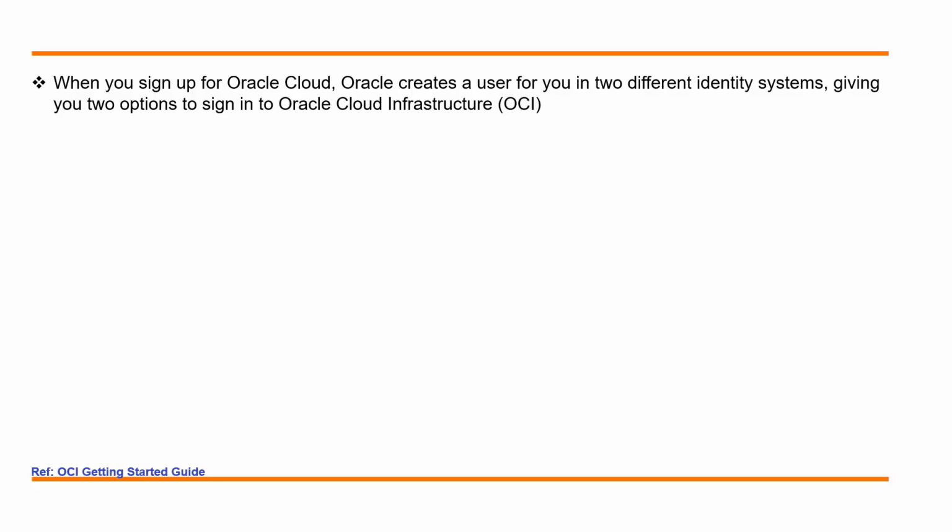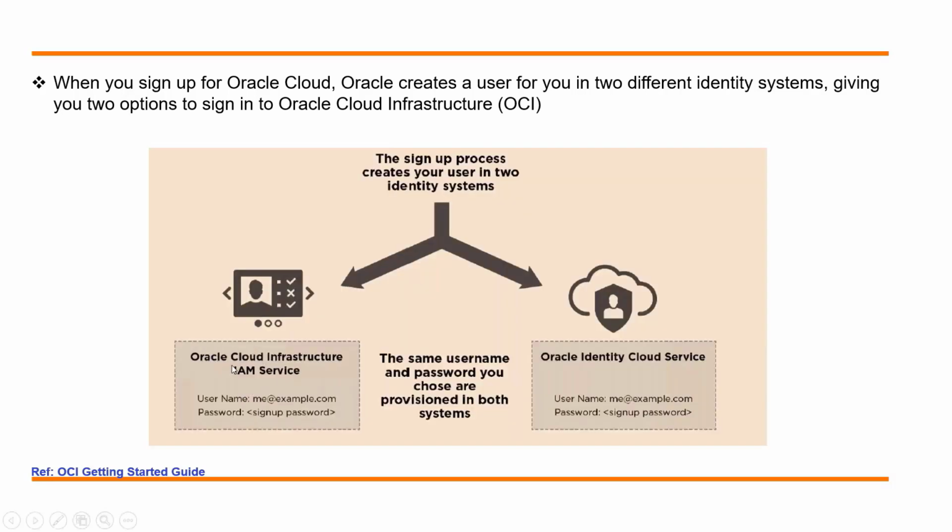When you sign up for Oracle Cloud Console Access, Oracle creates a user for you in two different identity systems. And you can see these two options during the sign-in process of Oracle Cloud Infrastructure. First identity system is IAM, the inbuilt OCI user management system. Second identity system is Oracle's Identity Cloud Service. In short, it is called IDCS. The same username and password you choose are provisioned in both systems.